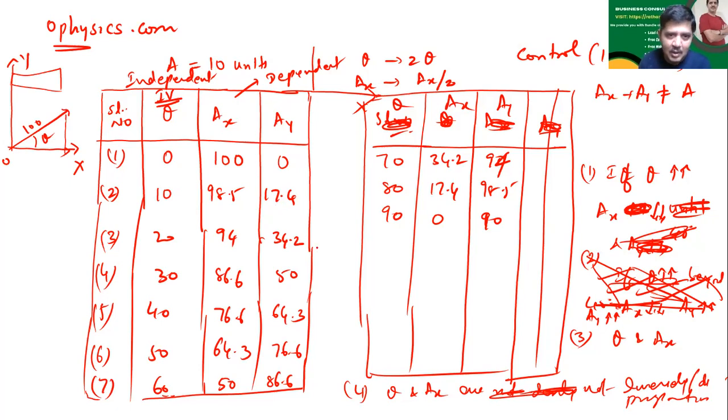There's one more observation. Now, why is this observed? Because this is my AX, this is my AY, and the only relationship connecting them is AX square plus AY square is equal to A square. What is this relationship? Pythagoras theorem. Why Pythagoras theorem? Because this is represented using a right angle triangle.